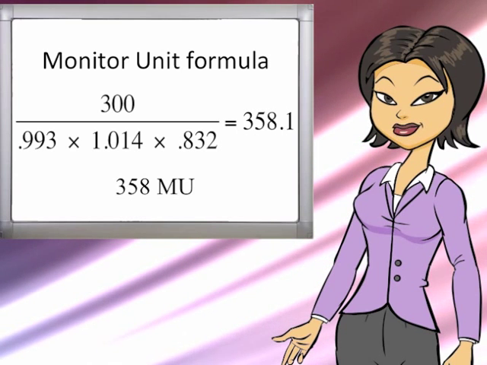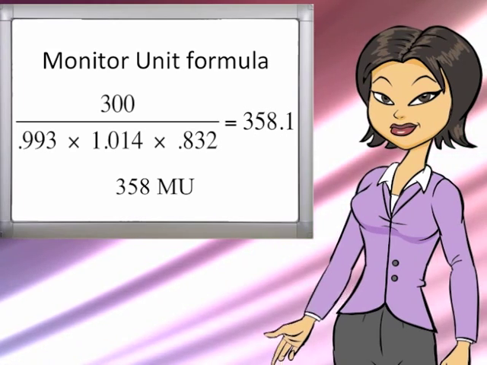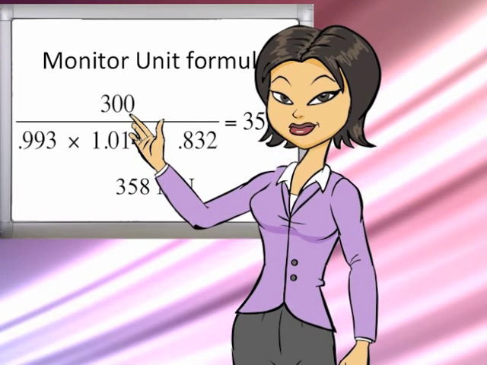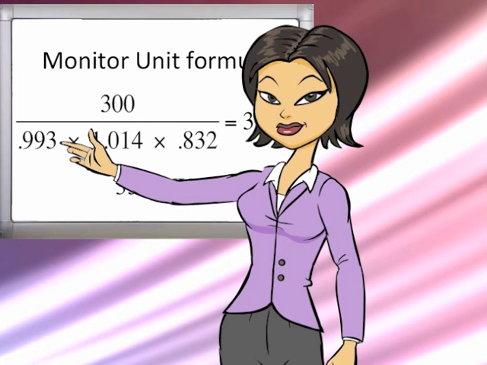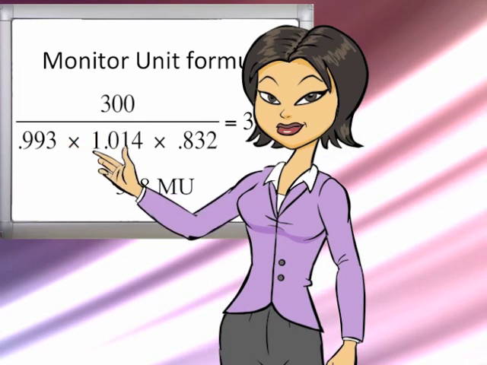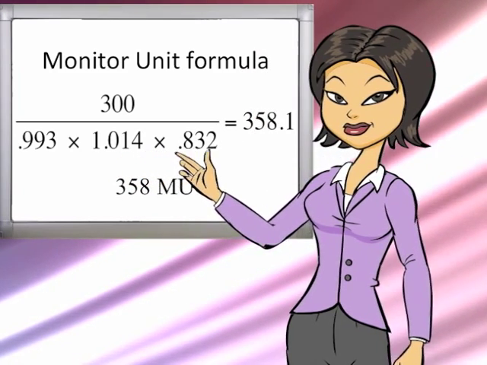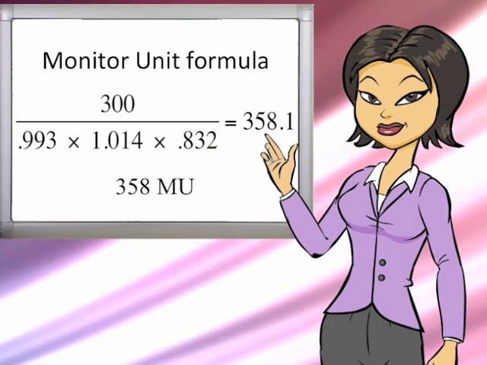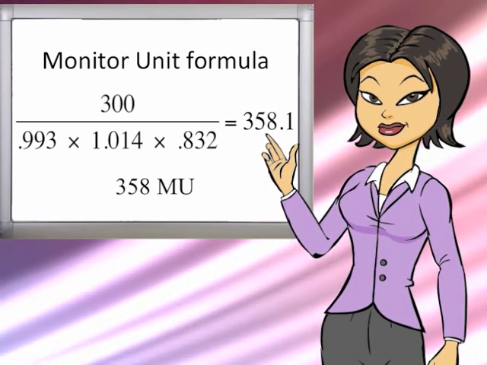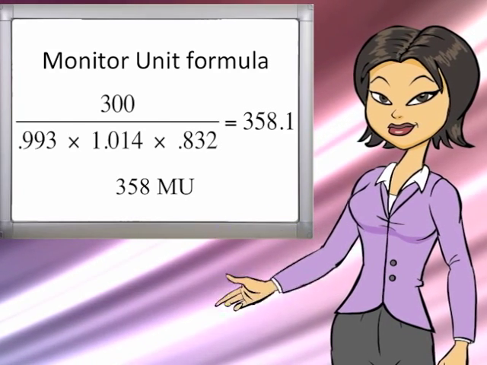With all the values we have collected, we can now calculate the monitor units. We will divide the prescribed dose of 300 by the product of the reference dose rate of 0.993 and the output factor of 1.014 and the PDD of 0.832. This will give us a value of 358.1, which we will round to 358 monitor units.